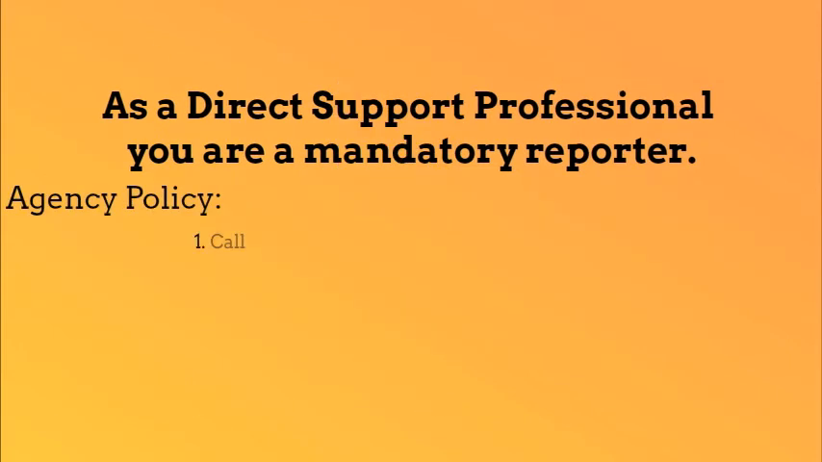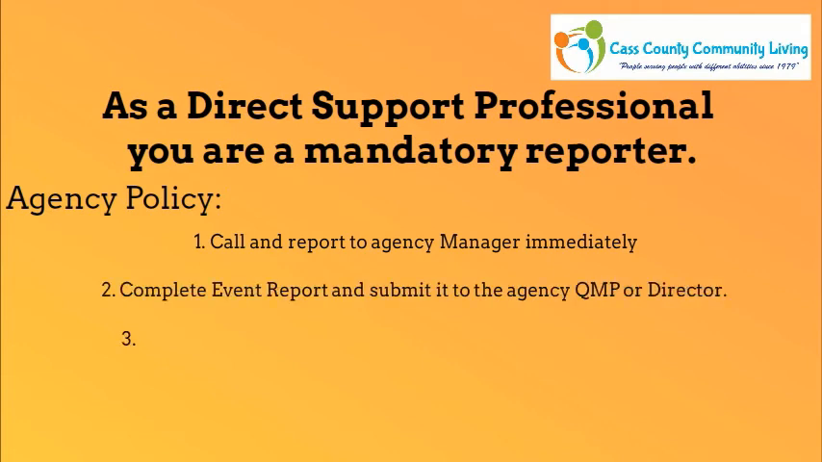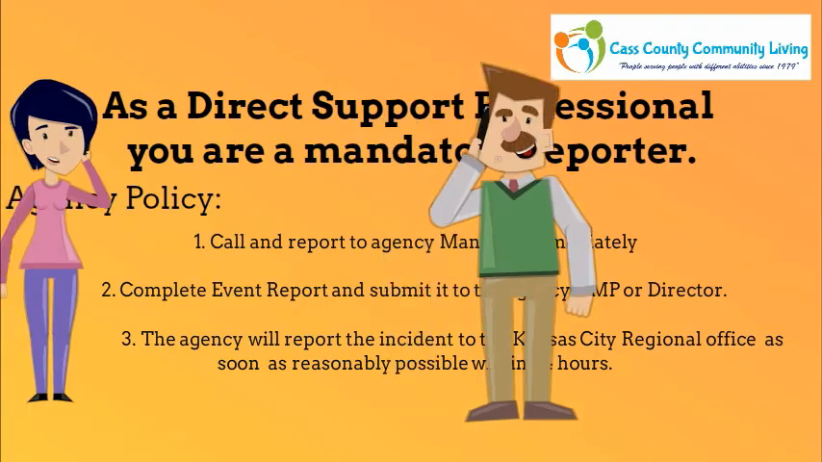The agency policy for reporting suspected abuse or neglect: call and report to the agency manager immediately, complete an event report and submit it to the agency queue or director. The agency will report the incident to the Kansas City Regional Office as soon as reasonably possible, normally within 24 hours.